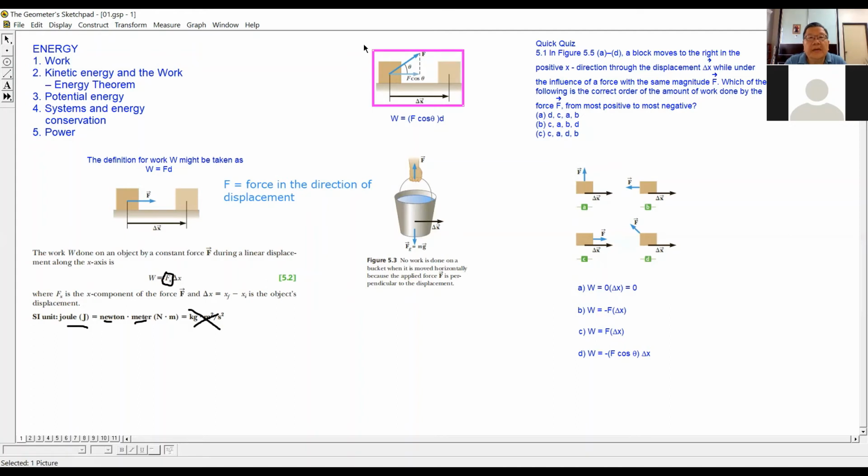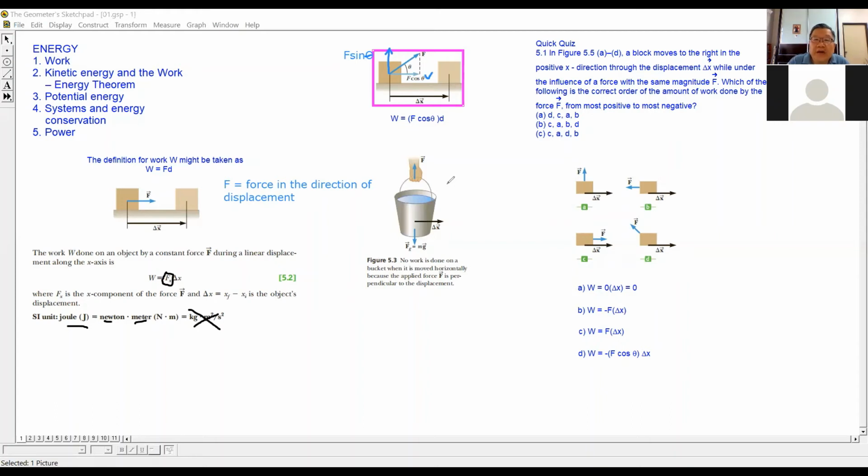When you resolve this force into its components, it will be like this. There's one component which is vertical, which is F sine theta, right? The horizontal component is F cos theta. The vertical component F sine theta is not doing work. The horizontal component F cos theta, which is parallel to the displacement, is the component that does work.